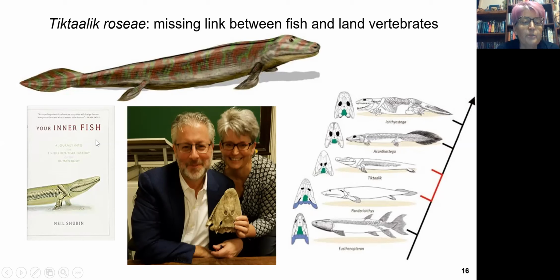And this is Shubin's book, Your Inner Fish, about the evolution of the human body from our fish ancestors. And it's really, really fascinating. It's really well written for anatomy students because it talks about the way that human anatomy is related to our ancestry, and that having this common ancestor with fish explains why certain structures on the body are the way they are.